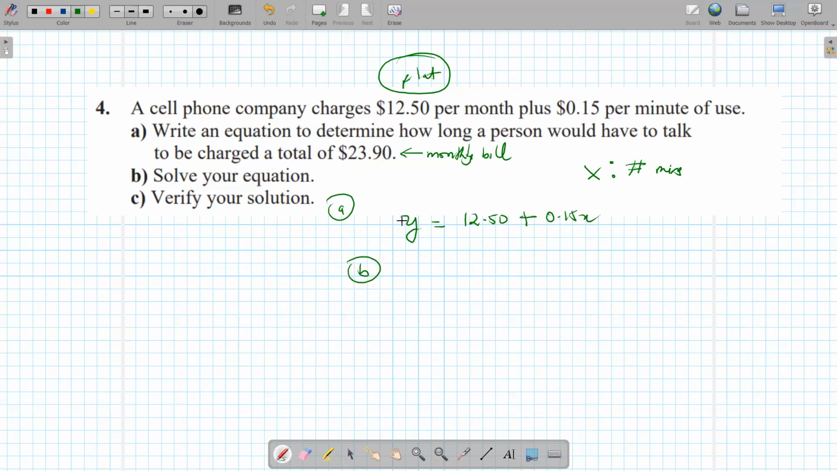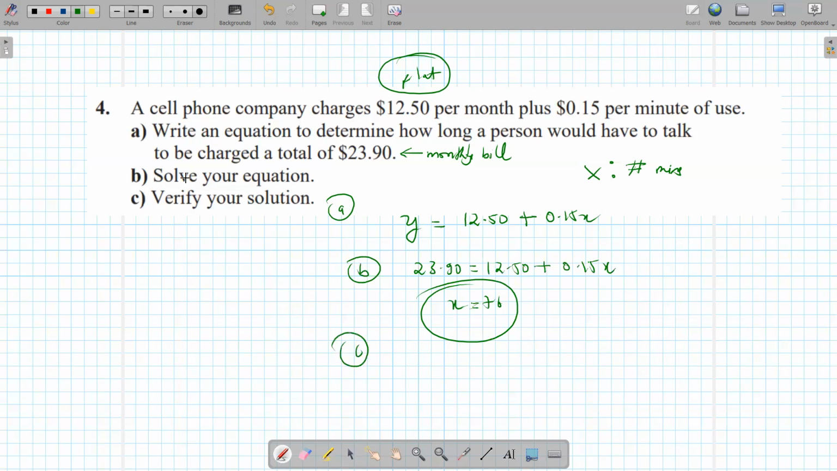Part B, solve the equation. Well, we know y, the bill, is 23.90, right? Equals 12.50 plus 0.15x, like that. How do we solve this for x? Subtract 12.5. And then divide by 0.15. Yeah, that's it. Pretty simple from there. 11.4 divided by 0.15, you get 76. So x is 76. So if you talk for 76 minutes, you'll get that bill.